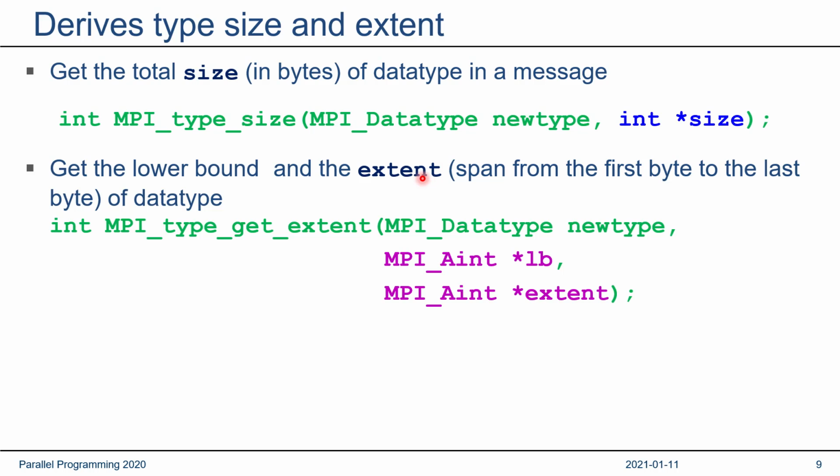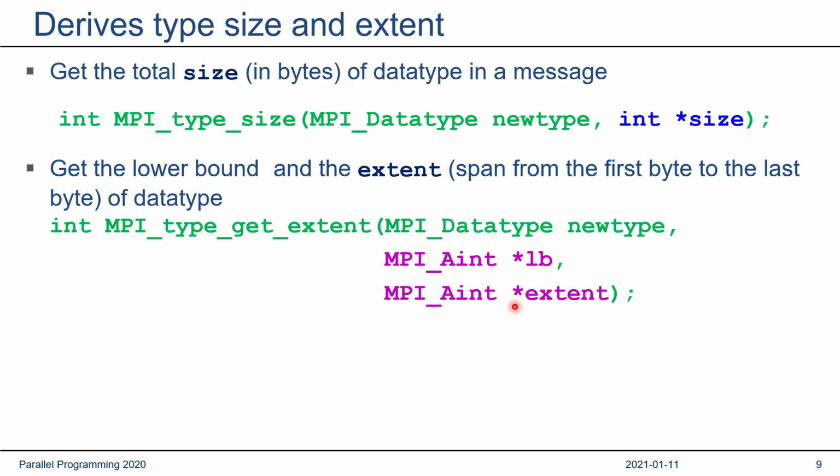The extent, on the other hand, is a little bit more complicated. The extent is the span from the first byte to the last byte of the data type. Again, we supply it with the type object, new type in this case.